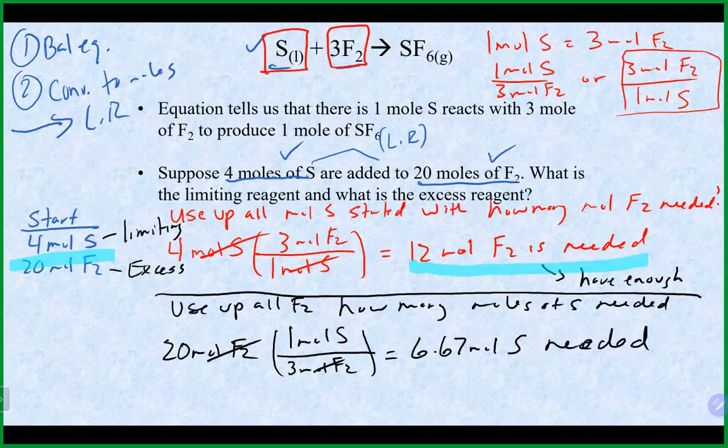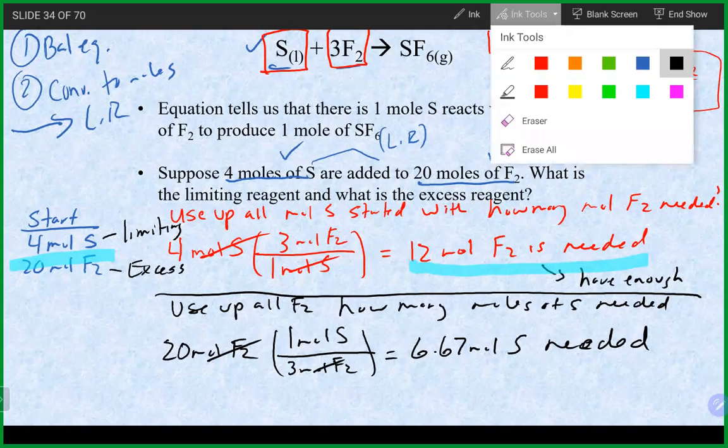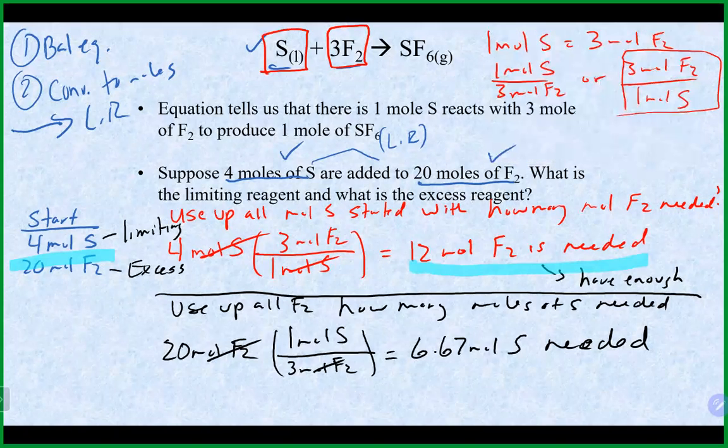In this case, if I chose that one instead of the first one, I would compare these two guys. I need 6.67. I started with 4 moles of sulfur. Do I have enough? I do not in that case, right? I need 6.67, but I only have 4. So it tells us the same thing. It tells us that the sulfur is our limiting reagent and our F2 is our excess.